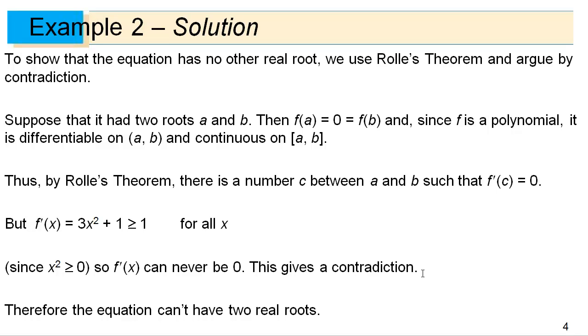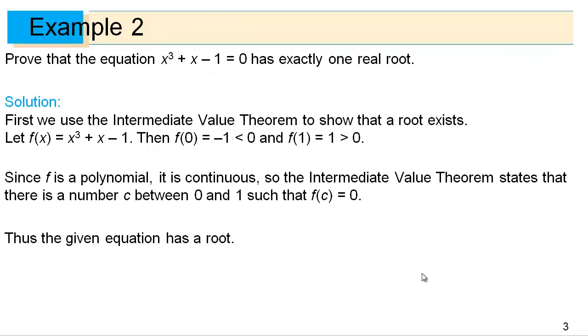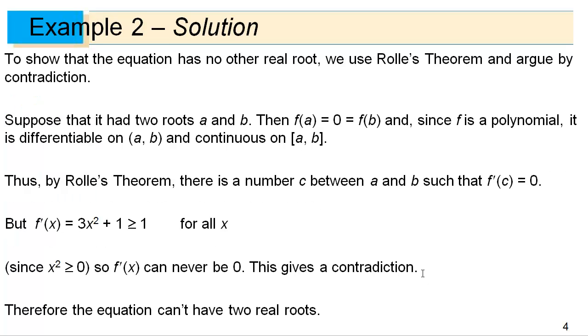So that means there's an f of a and an f of b that equal 0. And because f is a polynomial, it's differentiable on the entire interval a to b, and it's continuous on the closed interval a to b, so it satisfies all of the conditions of Rolle's theorem. And by Rolle's theorem, there must be a number c in between a and b such that the derivative equals 0. But if we take the function, which was x cubed plus x minus 1, and take its derivative, that's 3x squared plus 1. So now we have the derivative 3x squared plus 1.